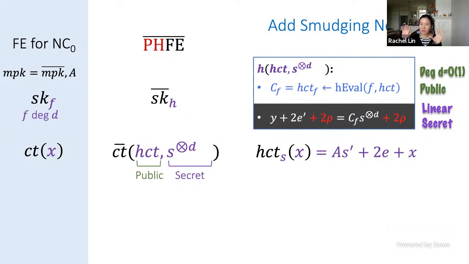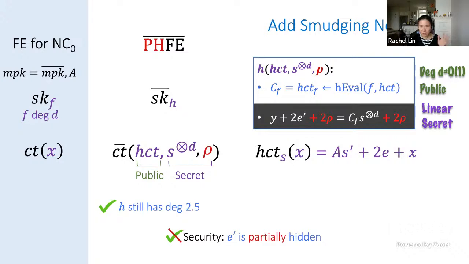So now our new purpose is to try to use H to compute Y plus 2E prime plus 2 rho with some smudge noise. The next question is, where do those rho come from? Well, we need as many rho as the length of Y. One naive thought is that those rho must be secret, right? If they're public, then clearly they don't hide anything. So since we need to hide it, why not just put it in the secret part of the partially hiding FE? Well, this still satisfies the degree requirements and gives us some partial security, but it completely kills compactness, because we need as many rho as the length of the output Y.